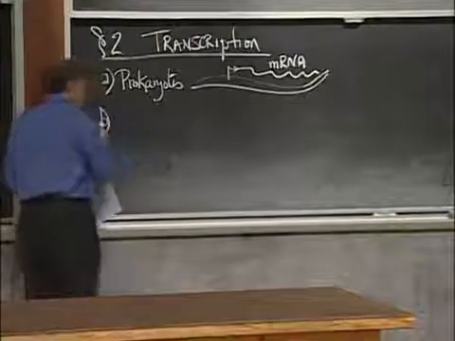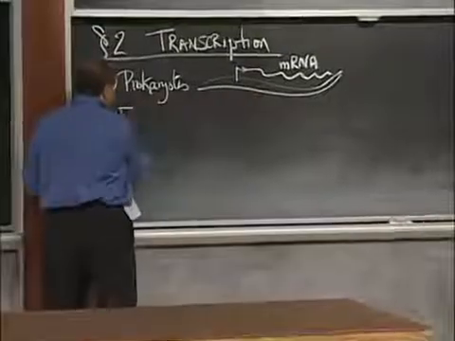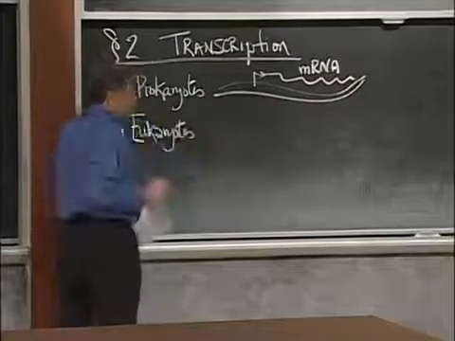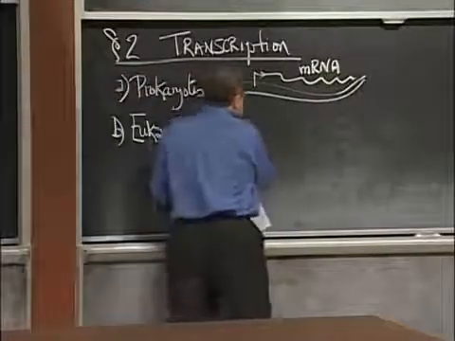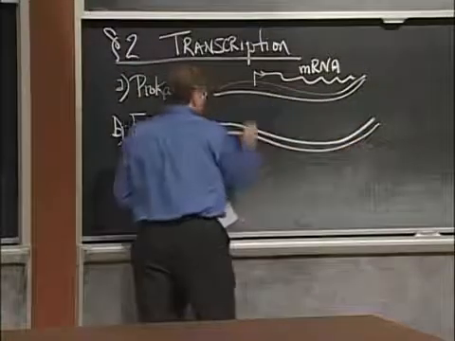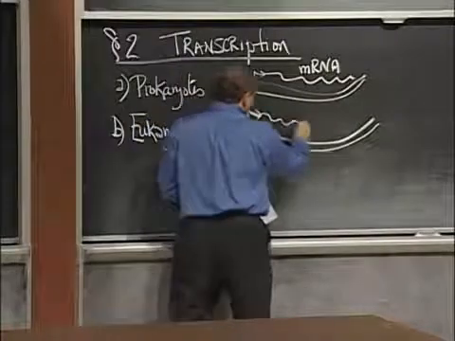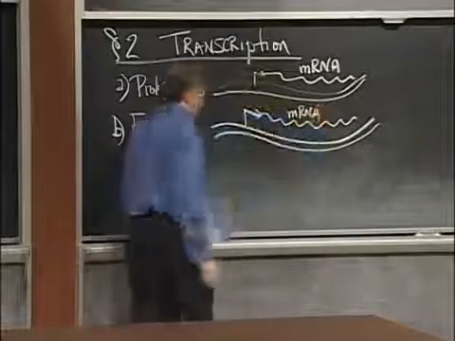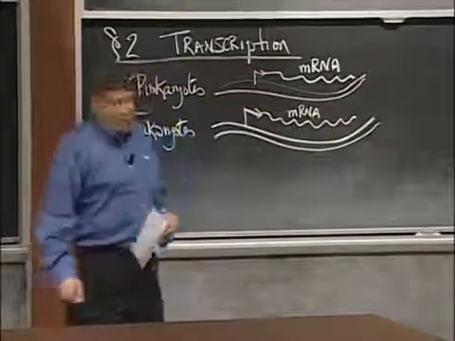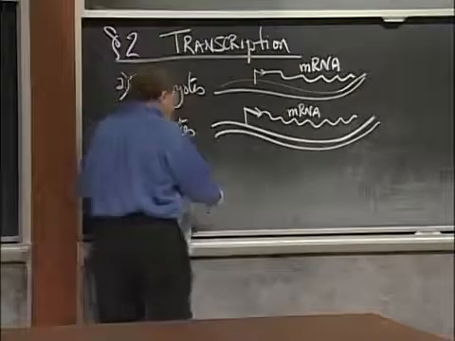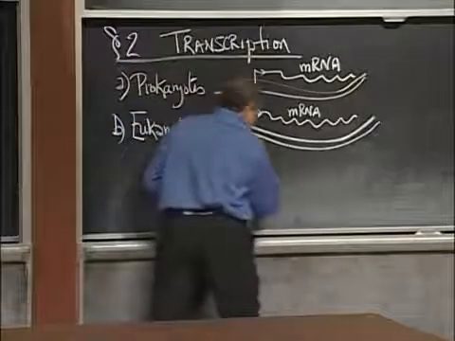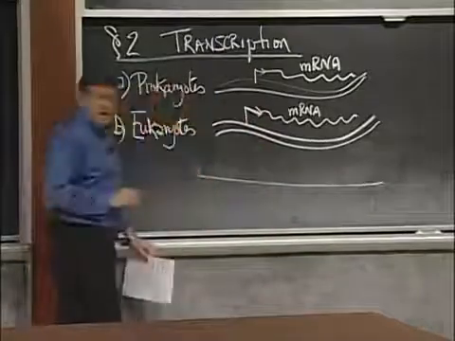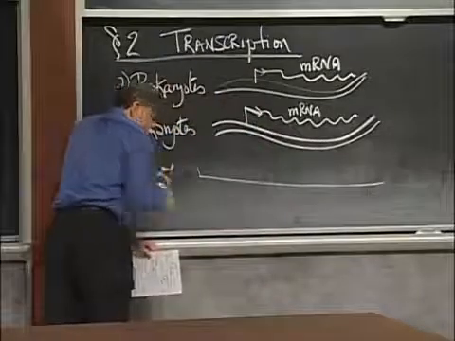But for eukaryotes, it's a little weirder. Transcription, I have my promoter, I make my RNA, and my RNA, it turns out, gets processed in all sorts of interesting ways. The three ways in which a eukaryotic RNA are processed. First, there is a modification put onto the 5' end.